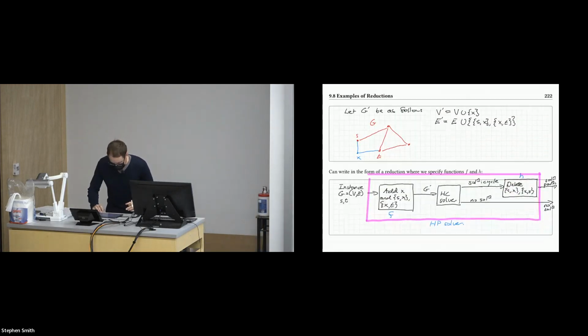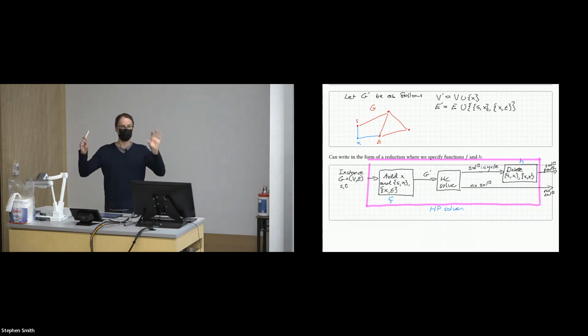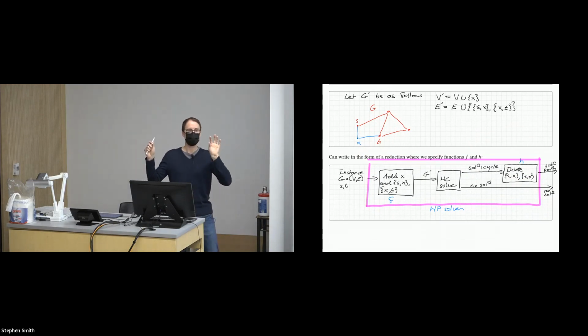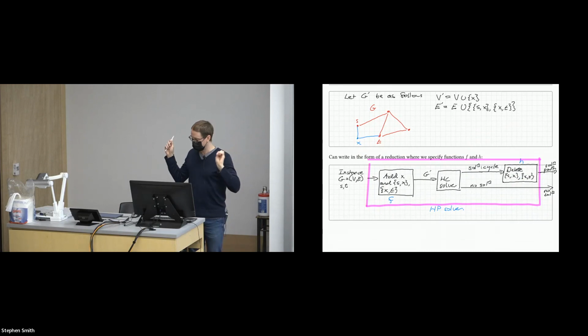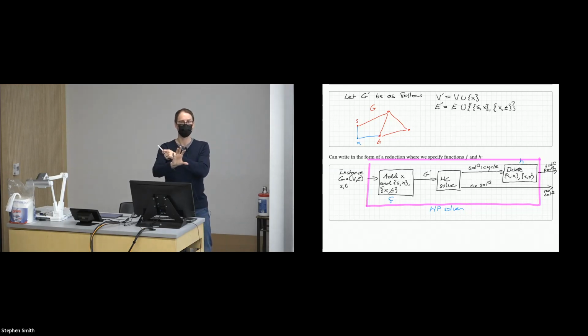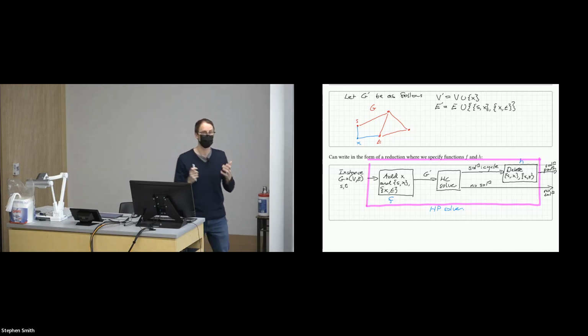Our reduction, we were drawing it out in the form of a reduction. Remember, a reduction really is these 2 functions, f and h. F takes in a problem instance of your source problem and converts it to a problem instance of your destination problem. And then h takes a solution of your destination problem and converts it back into a solution to your origin problem, the one you started with.